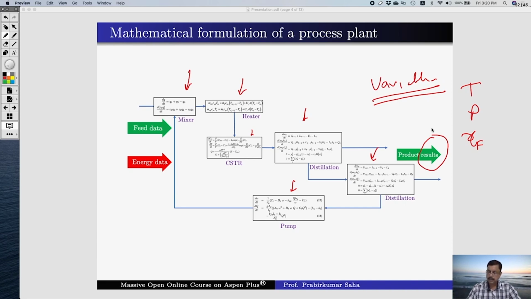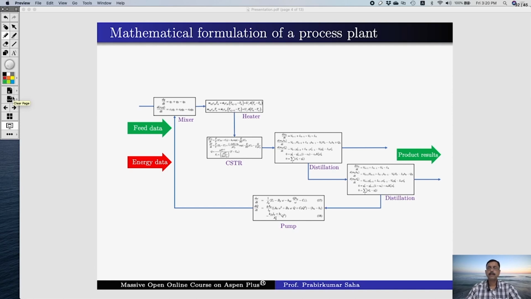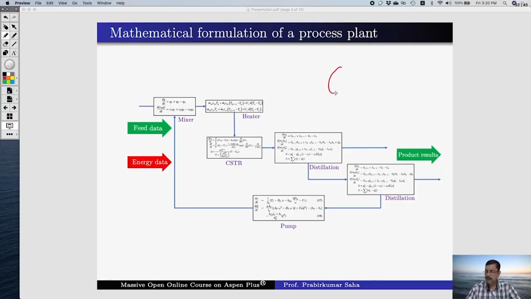Now, this kind of operation 50 years back people used to do on pen and paper because they didn't have any other option. But nowadays, after the advent of computer, people write computer code because that is easier for calculation. But for a complicated system, even writing a computer code is also tedious.